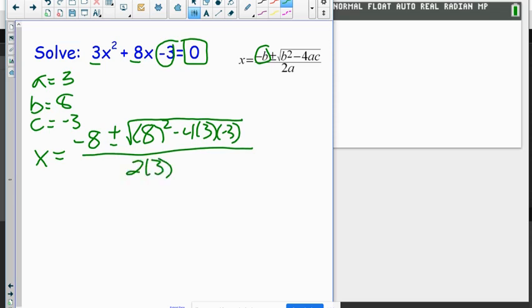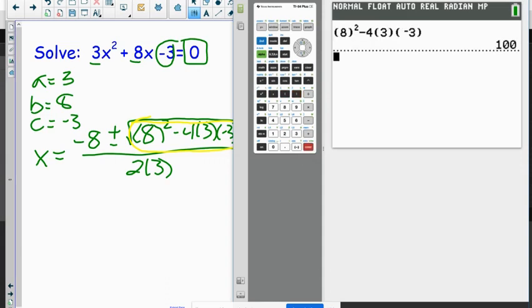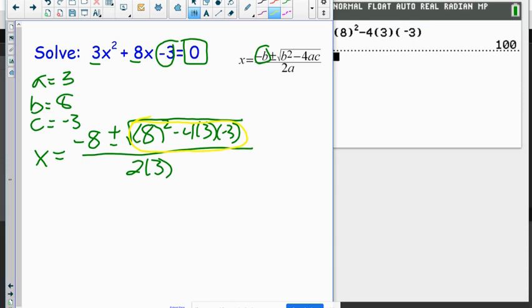Now, the next thing that's real important is order of operations. So when I simplify this, the first thing I want to make sure I do is the part under the square root first. So over here in my calculator, I'm going to do 8 squared minus 4 times my a times my c. All right, so my number is 100, and remember that is also my discriminant.